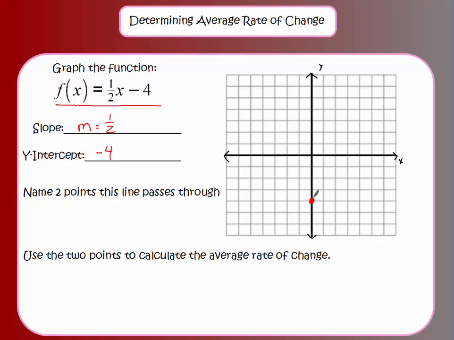Now how do I move from here? Remember, the slope is in the form rise over run. It is the change in y over the change in x.